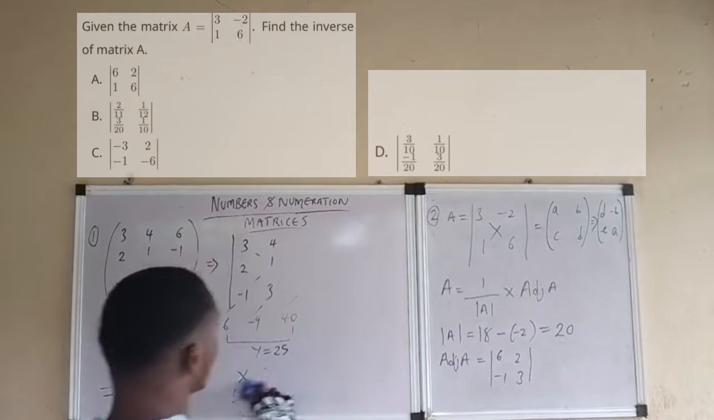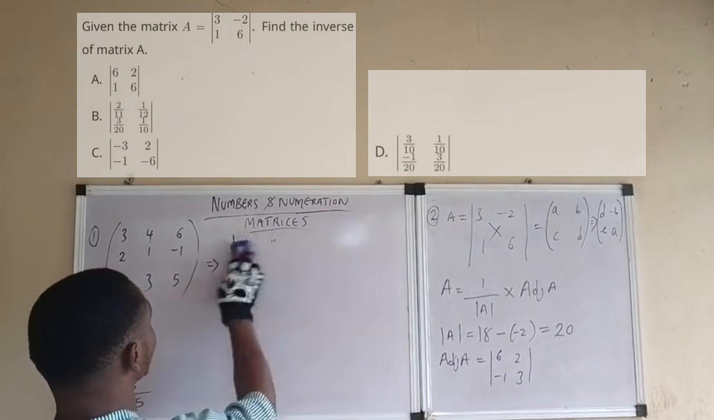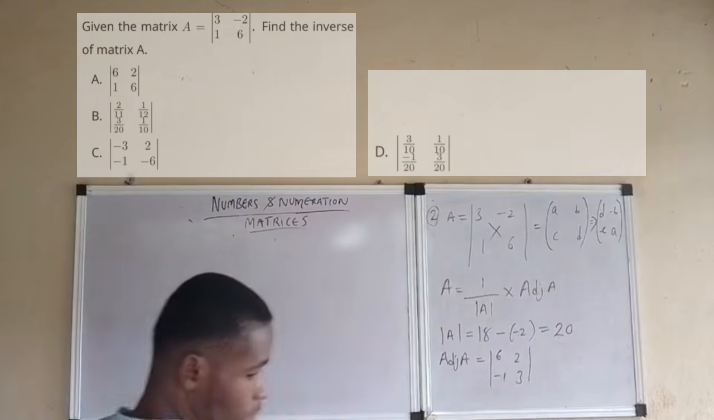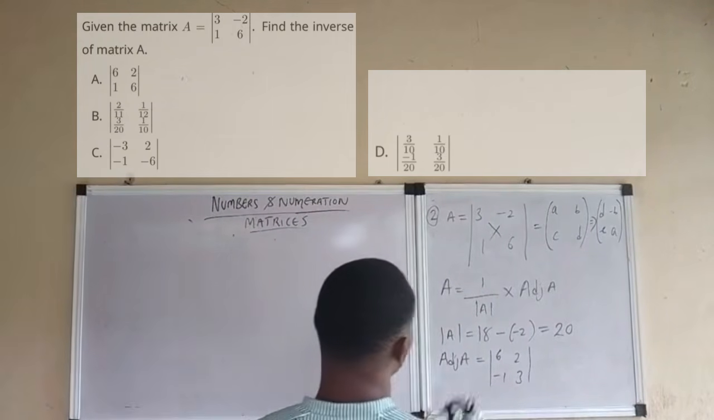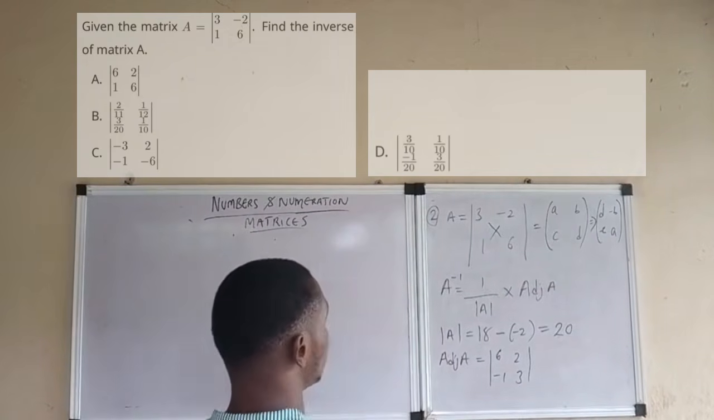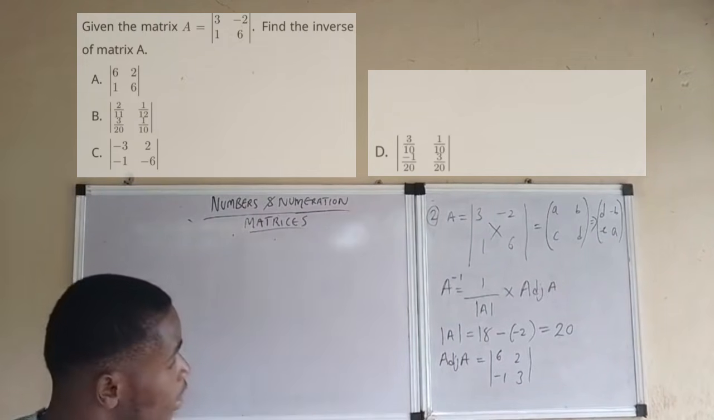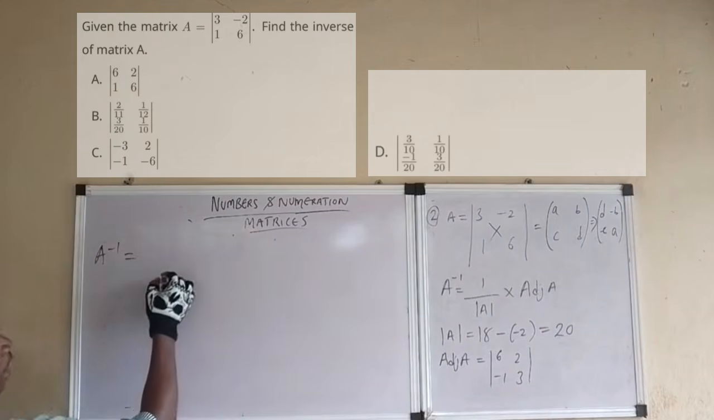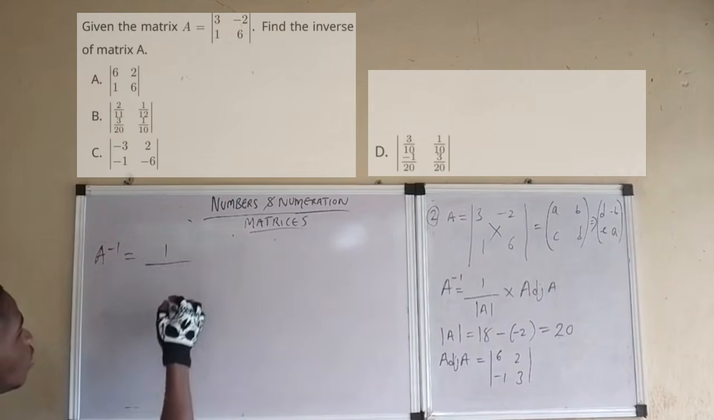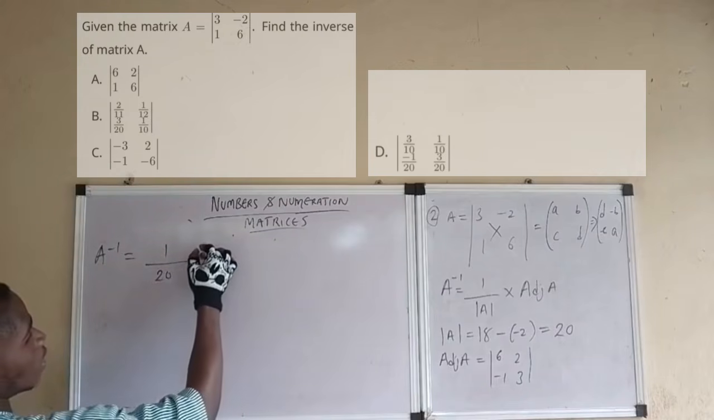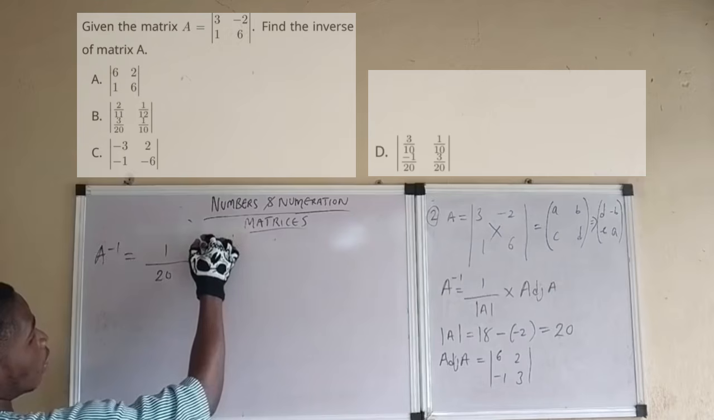Remember that we are looking for the inverse. So let me put it like this, A raised to the power of minus 1. That's the formula for the inverse of a 2 by 2 matrix. Now, what are we going to do next? We're going to apply the formula for the inverse. Since we have the determinant, that's 1 over 20 times the adjoint.